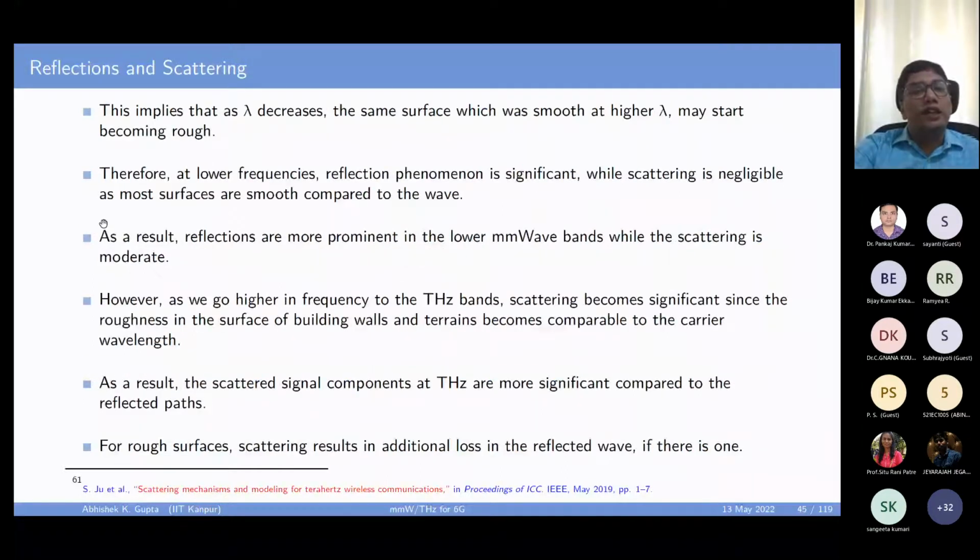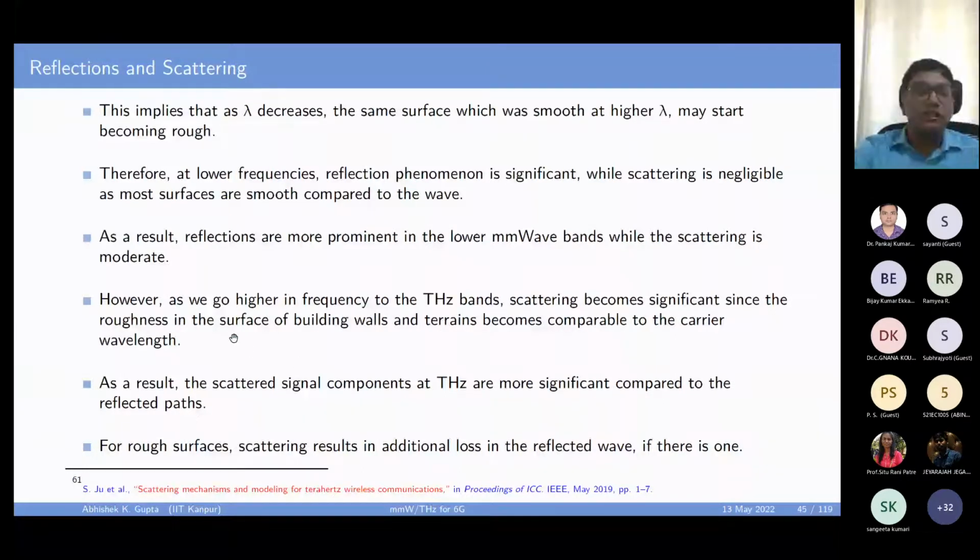As lambda decreases, the same surface which was earlier smooth at higher lambda now becomes rough. That's why at lower frequency, reflection is significant while scattering is negligible, as most surfaces look smooth compared to the wavelength. But as you go to higher frequency, your wavelength decreases and the surfaces look rough. In the lower millimeter wave bands, reflection is still more prominent and scattering is moderate, but as you go to higher millimeter wave bands and terahertz, scattering becomes significant.